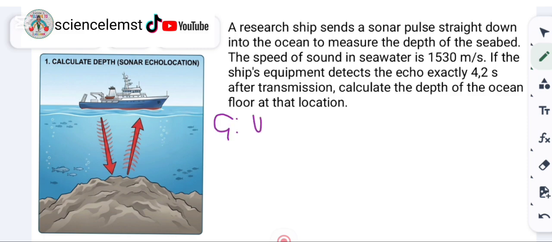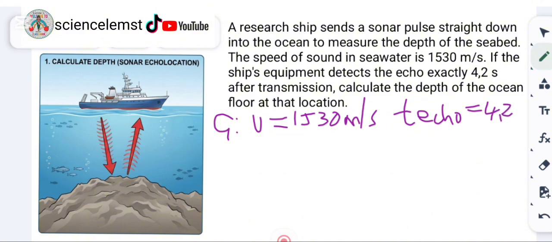What is given? The speed, which is 1,530 meters per second. We are given the time. This time is the time for the echo. Please keep that in mind. 4.2 seconds. What do they want us to calculate? They want us to calculate the depth. That is our unknown, the depth.